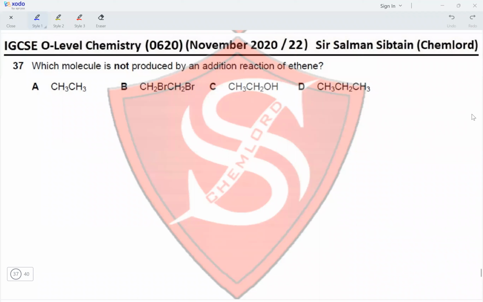Question 37. Which molecule is not produced by an addition reaction of ethene? So A is ethane. So this would be ethene plus hydrogen gas. B is 1,2-dibromoethane. So this would be ethene plus Br2. The third one is ethanol. So this would be ethene plus steam.